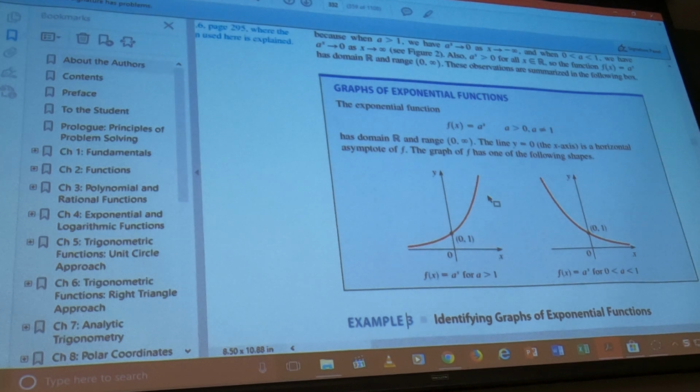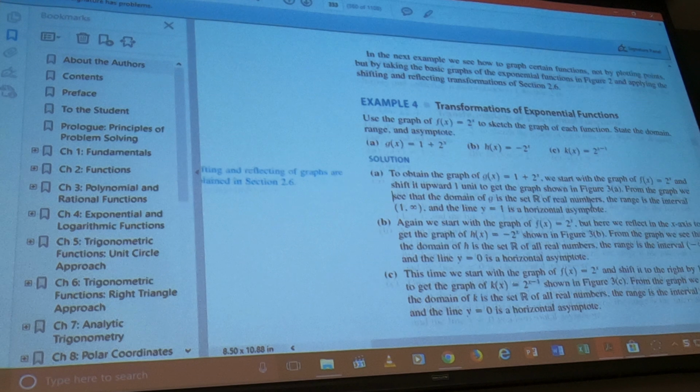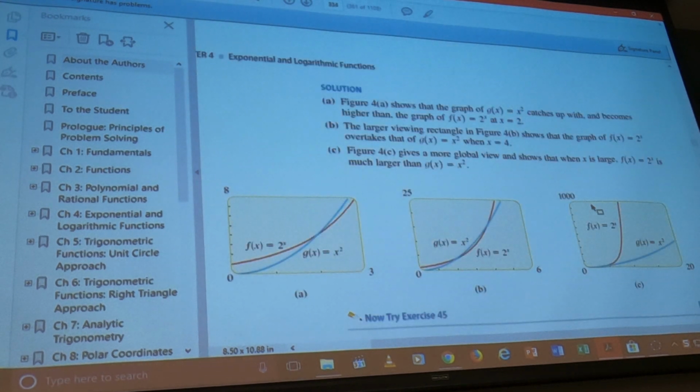So we've got identifying transformations. So what we know about transformations is shifting and stretching, right? And reflecting, I guess.